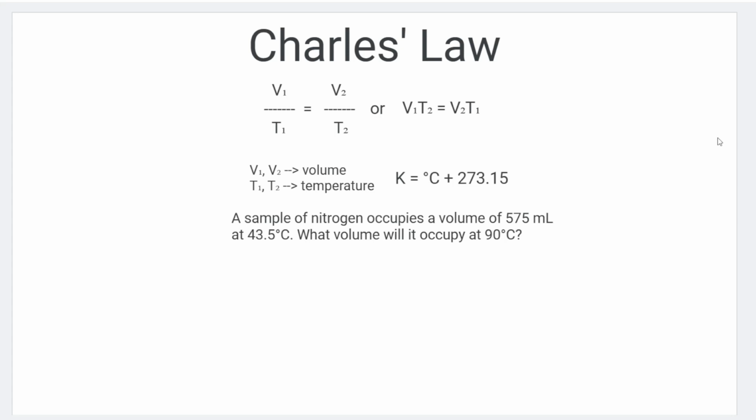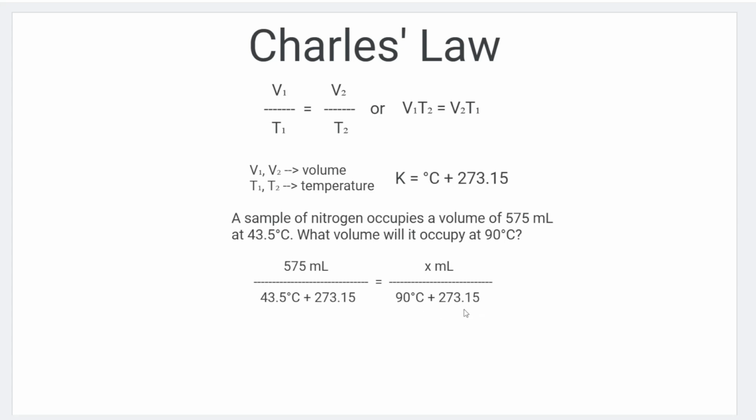A sample of nitrogen occupies a volume of 575 milliliters at 43.5 degrees Celsius. What volume will it occupy at 90 degrees Celsius? So for this problem, we're provided with temperature 1, volume 1, and temperature 2. So we can plug these values into Charles's law. And so we have 575 milliliters over temperature 1, which we are converting to Kelvin by adding 273.15, equals X milliliters over temperature 2, which we're also converting to Kelvin.